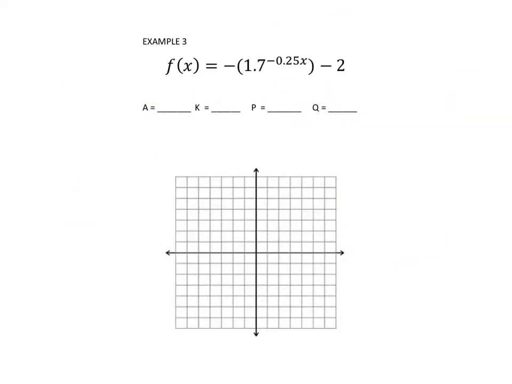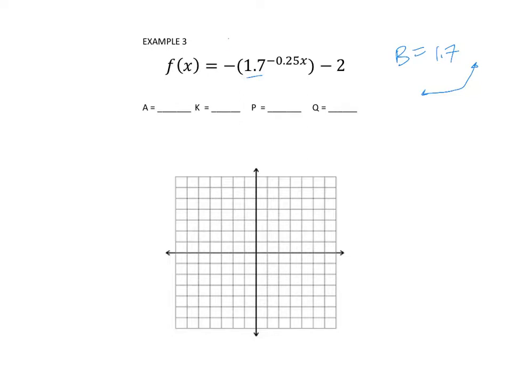First things first, what is our base? So always write down, if you can, the base is 1.7. And keep in mind the base is greater than 1. So we know that the base graph is going to start off flat and then go up. So at least we have a sense of the original graph. Now let's figure out the A, K, P, Q.